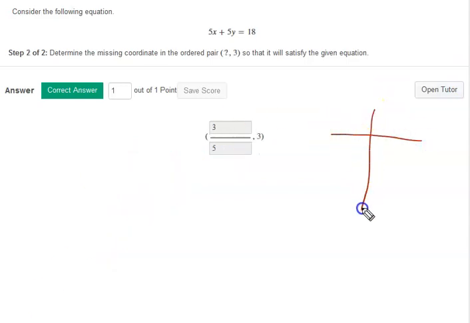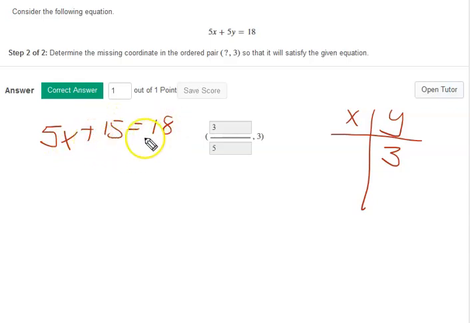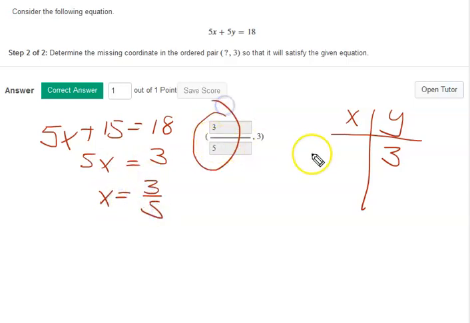Well, in a similar way, we now have the y-coordinate as 3. What will our x be? Well, 5x plus 3 times 5 is 15, equals 18. Again, transpose this. This becomes a 3 once I subtract 15 from both sides. Divide both sides by 5, I get 3/5, and that's what you would put there. Okay, so a little bit of algebraic skill.